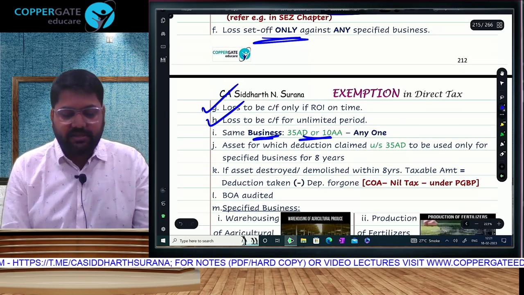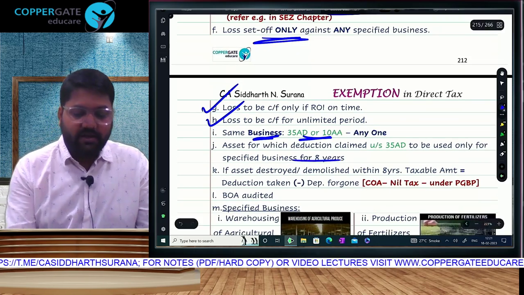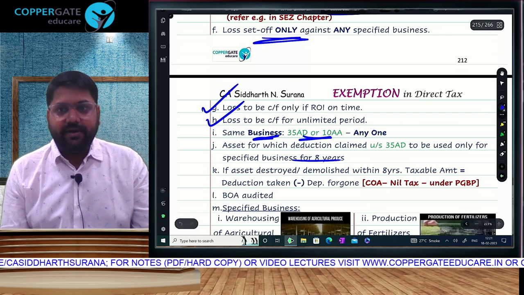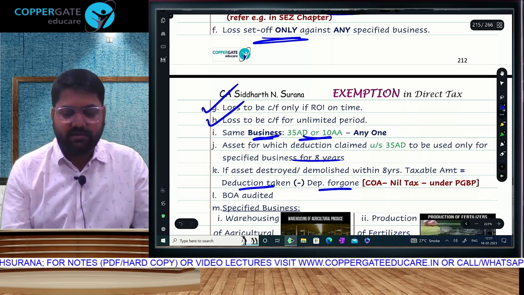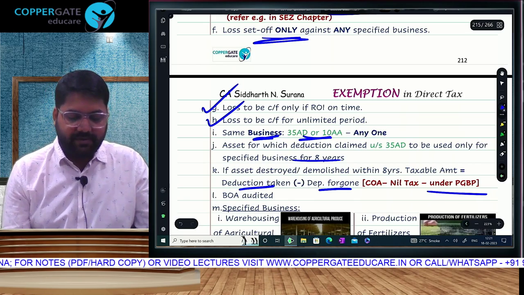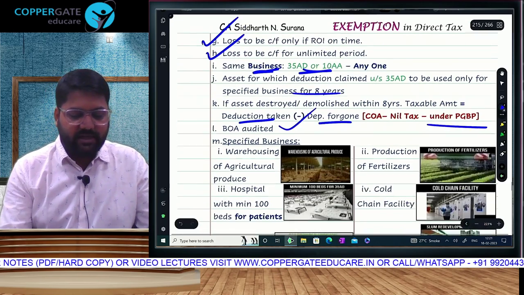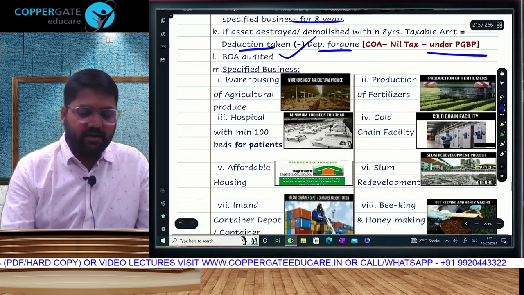The asset for which this deduction is claimed should not be transferred to any other business for 8 years, or if you do that, then the deduction that you have taken minus the depreciation foregone over the years will be added in your PGBP. Books of accounts have to be audited. CA report is compulsory. And what are the specified businesses?